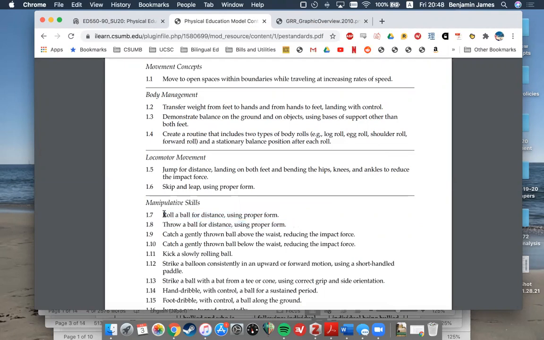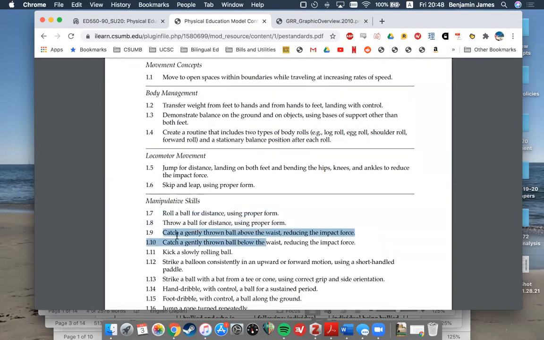And again, this seems small, and so maybe we can get into a more detailed one, like catch a gently thrown ball above the waist, reducing the impact force. Catch a ball thrown below the waist, reducing the impact force. This one has a little bit more of a range here, right, than just rolling the ball.